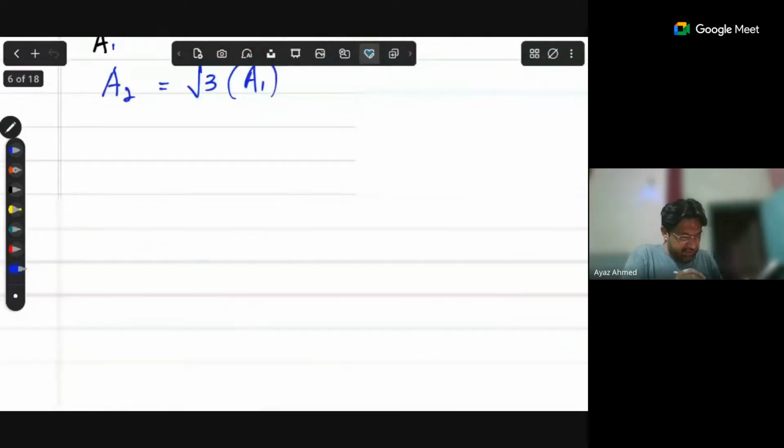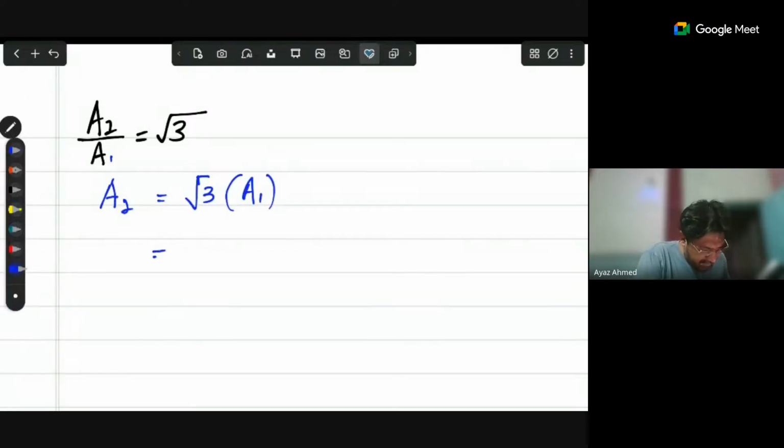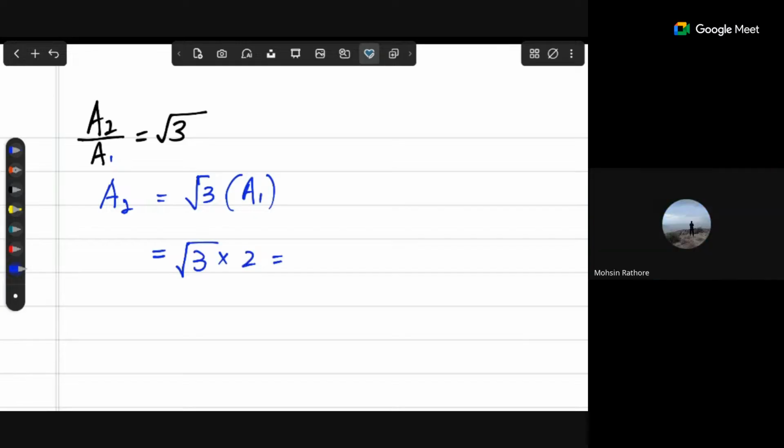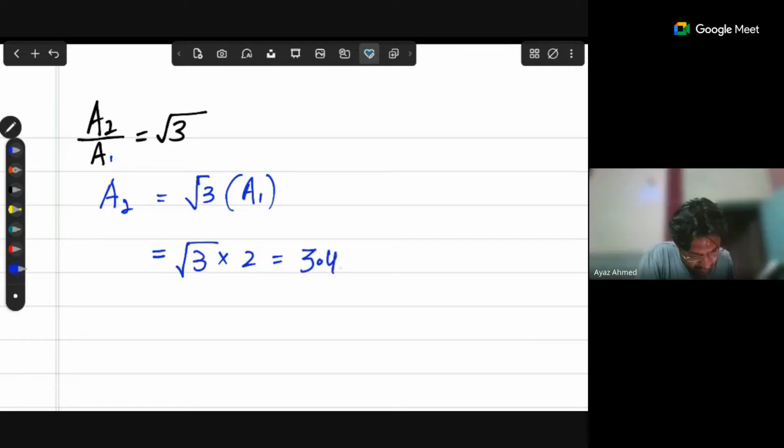Now I will calculate amplitude 2. That will be the square root of 3 times 2. So that equals what? How much value? You got it? Yes, Mohsen, welcome. Sorry, I did not realize that you were in the class. She said 3.464. So 3.4 centimeters. Right. So this is for your 2 marks.